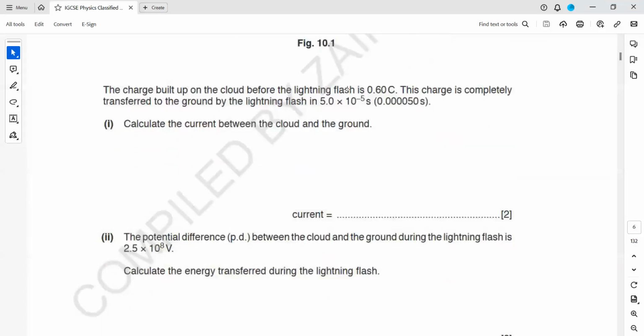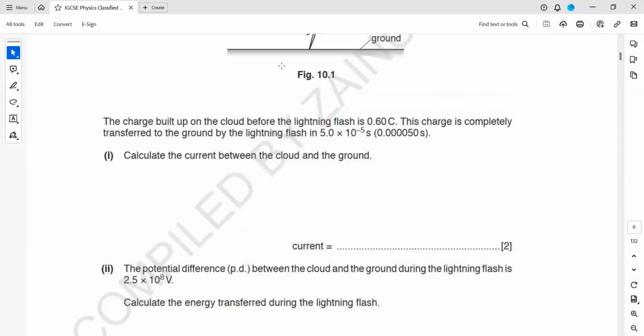The charge build up on a cloud before a lightning flash is 0.6 coulombs. The charge is completely transferred to the ground in about 0.5 microseconds, or 5 exponent minus 5 seconds. Calculate the current. What's the formula to calculate current? Current is charge divided by time. The charge is 0.6, and the time is 5 into 10 to the power minus 5.